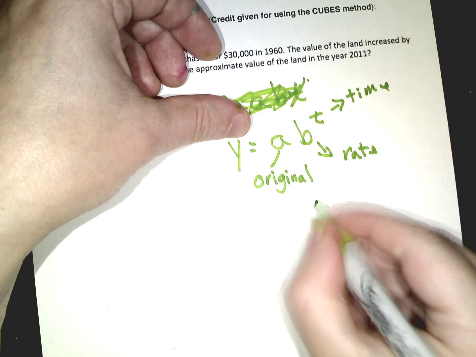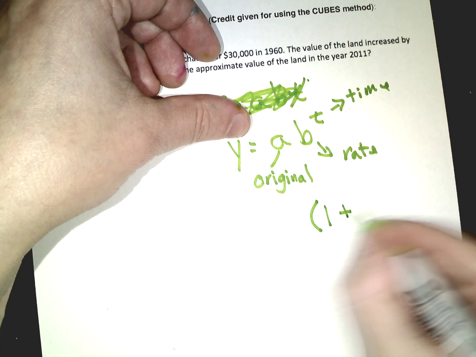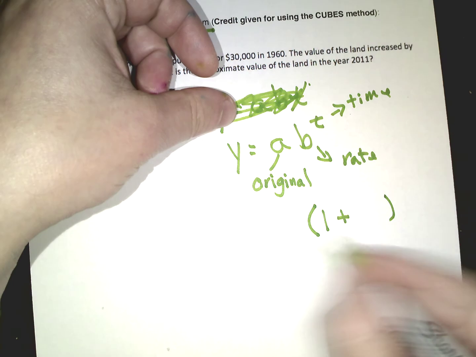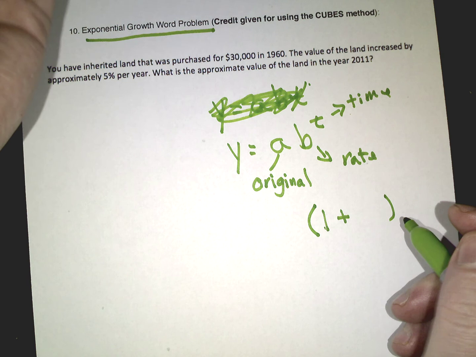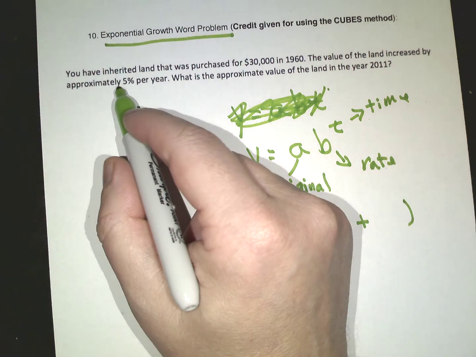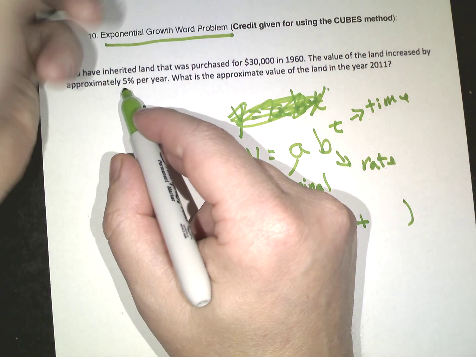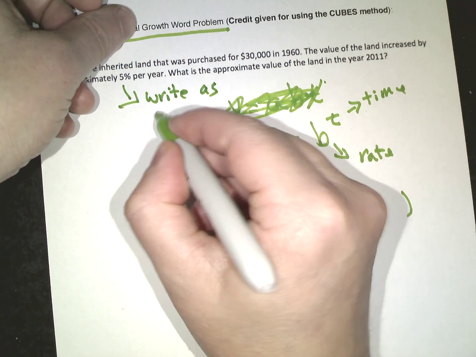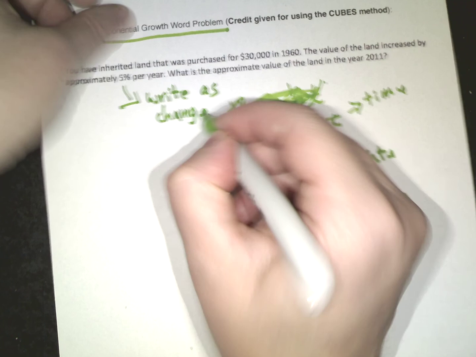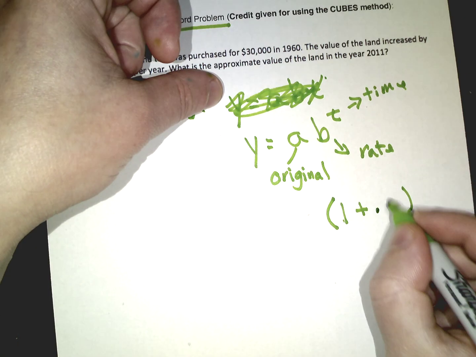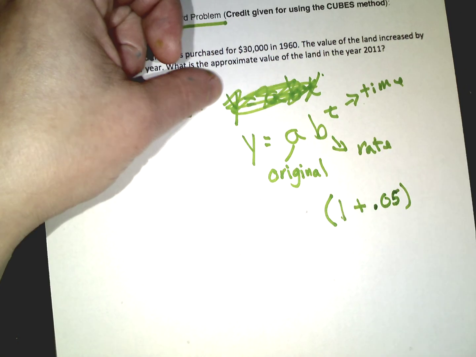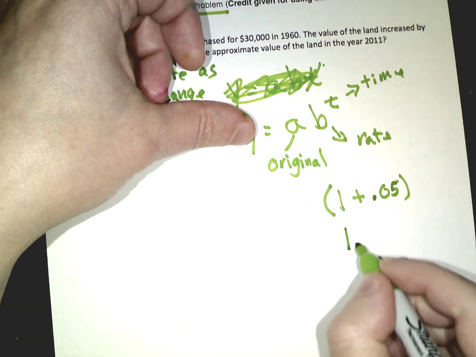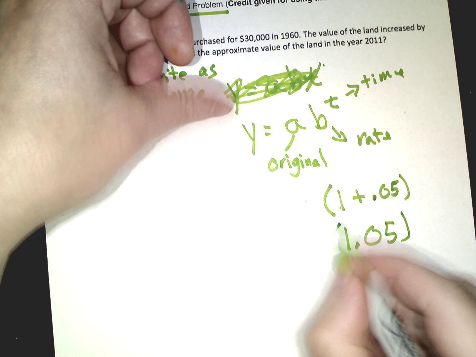Now the rate for an increase is 1 plus the percentage. Okay? If it was a decrease, it would be 1 minus, but this is an increase. The percentage, the R, is 5. So remember, you write it as change, as in pennies. 5 cents on a cash register looks like 0.05. 1 plus 0.05, if you put it in the calculator, you get 1.05. So there's my B.